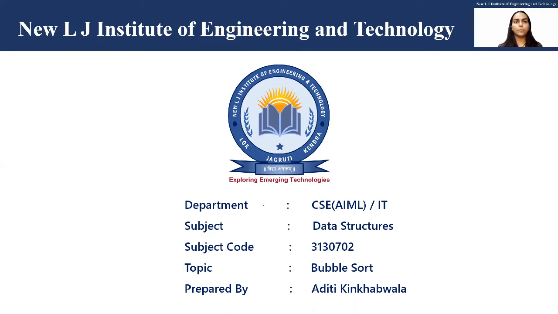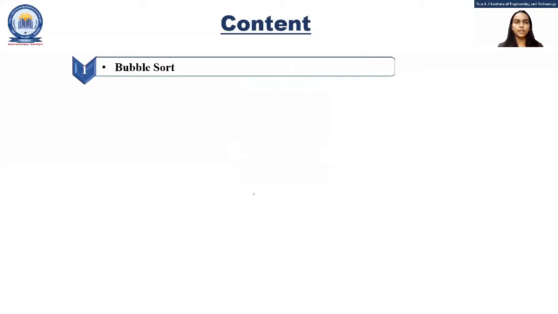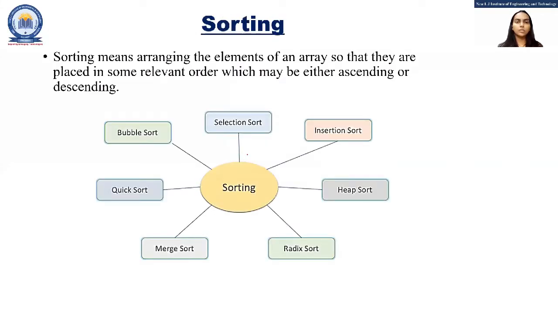Let us start with the topic of bubble sort, which is part of Unit 6, that is searching and sorting. In this lecture, we will see in detail what bubble sort is. Students, sorting means arranging the elements of an array so that they can be placed in some relevant order, either ascending order or descending order, right?